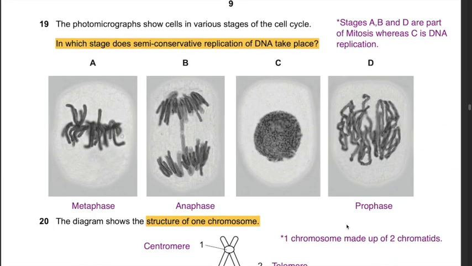Question 19. The photomicrograph shows cells in various stages of the cell cycle. In which stage does semi-conservative replication of DNA take place? Stages A, B and D are part of mitosis, whereas C is not part of mitosis, but C represents DNA replication. So the stage semi-conservative replication of DNA occurs in the photomicrograph labeled as C, because A, B and D show mitosis. A is for metaphase, B is for anaphase and D is for prophase. C can only be seen during DNA replication. C is not part of mitosis. Therefore, the stage that shows semi-conservative replication of DNA is stage C.